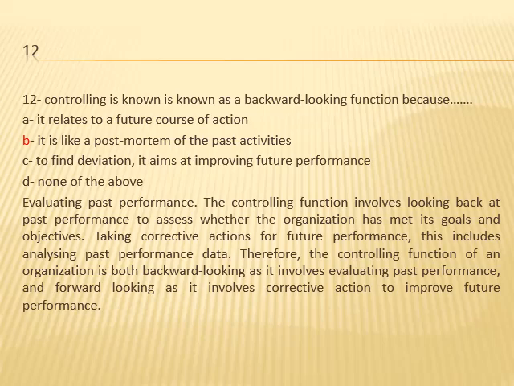Controlling is known as a backward-looking function because: A. It relates to a future course of action. B. It is like a post-mortem of the past activities to find deviation. C. It aims at improving future performance. D. None of the above.